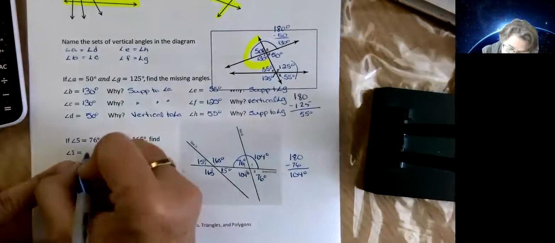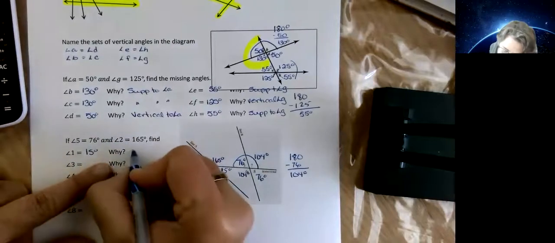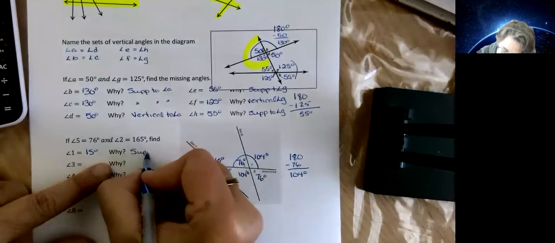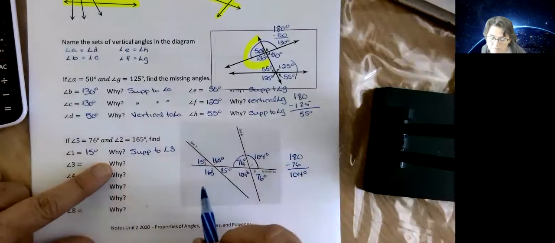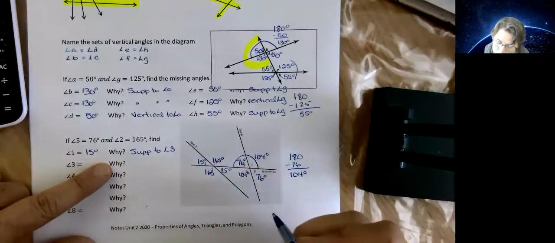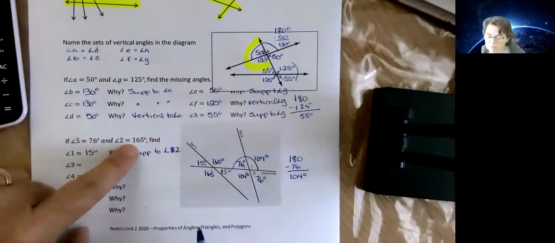So now I can look. Angle 1 is 15 degrees, and it's supplementary to angle 2. Oopsies. Because angle 2 is the one that's given.